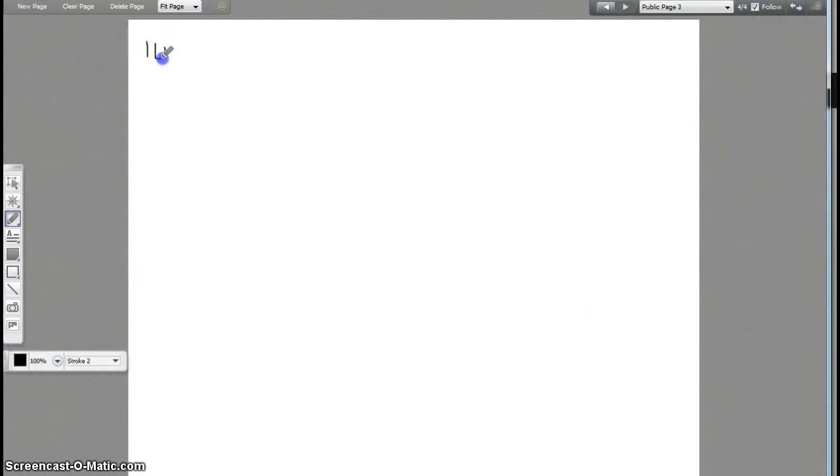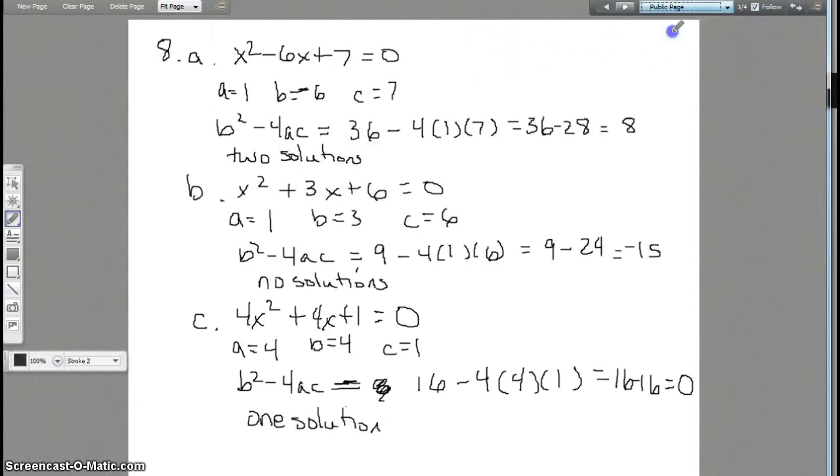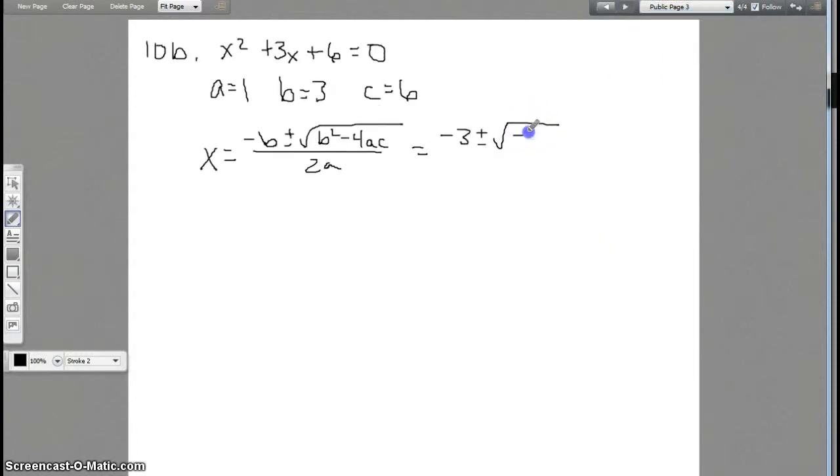Let's look at part B. For part B, the equation is x squared plus 3x plus 6 equals 0. Remember that our a equals 1, our b equals 3, and our c equals 6. So we're going to plug this into the quadratic formula, negative b plus or minus the square root of b squared minus 4ac all over 2a. Our negative b is going to be negative 3 plus or minus the square root of b squared minus 4ac. Well, we can go back and look that up. Our b squared minus 4ac for part B was a negative 15. So we'll put in a negative 15 all over 2a, so that's 2.